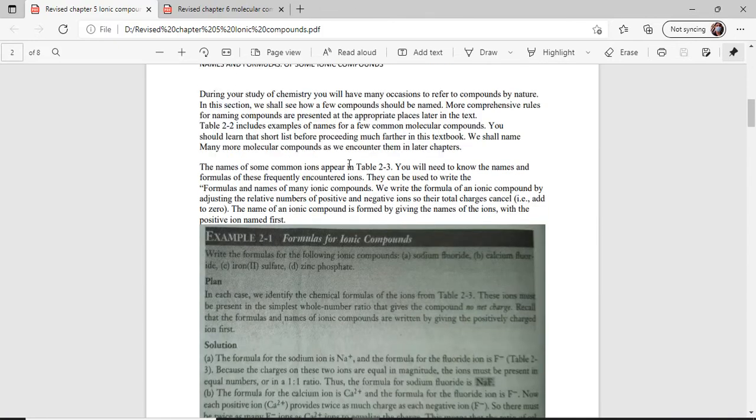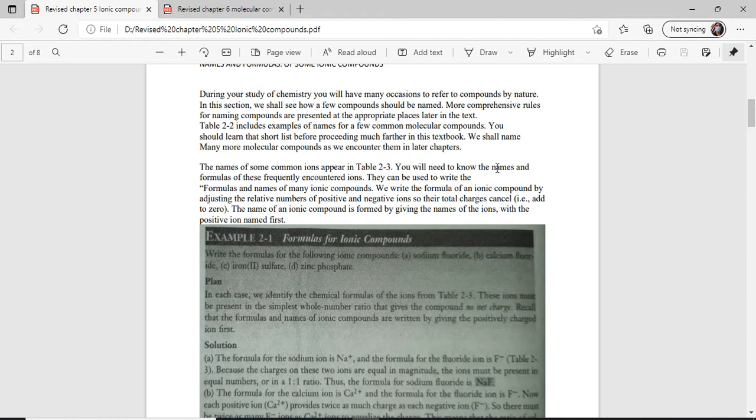We're discussing a few more common molecular compounds. You should learn that short list before proceeding further sa aton module. We shall name many more molecular compounds as we encounter them in the later chapters.